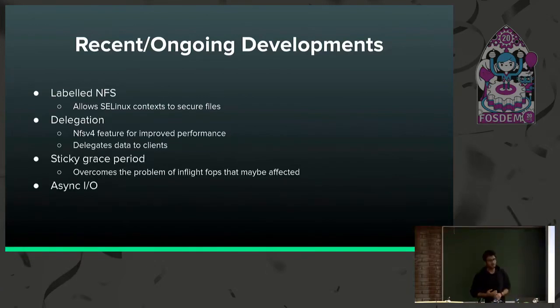Then we have delegation. As far as I understand, it's for better performance, where the client doesn't have to speak to a server, which then speaks with NFS Ganesha, which then has to find another server where the file is actually located. Delegation allows the server to basically delegate file data to the client so that it can directly access the file.